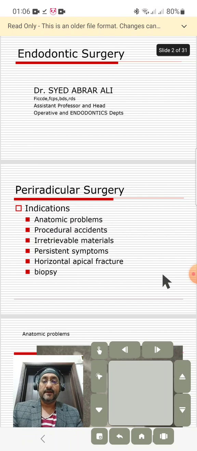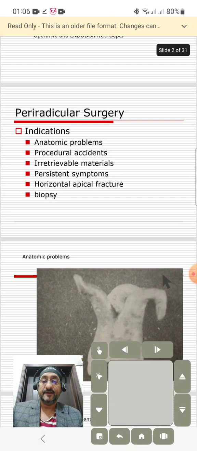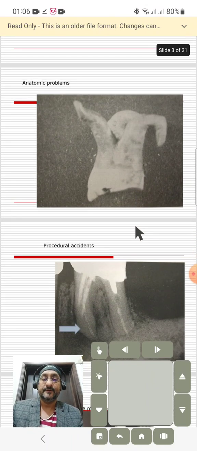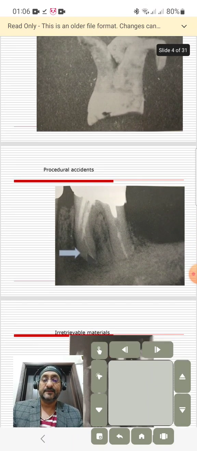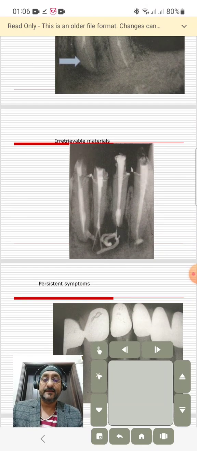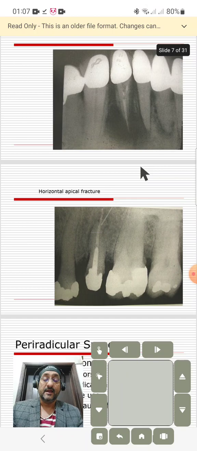For periapical surgeries, there are indications like anatomical problem, procedural accidents, irretrievable material, persistent symptoms, horizontal apical fractures or biopsies. It's really impossible to do root canal in this case. Sometimes there's instrument breakage or irretrievable materials like this, and you can say persistent symptoms because of the failure. Sometimes you don't know what is the reason for the failure.